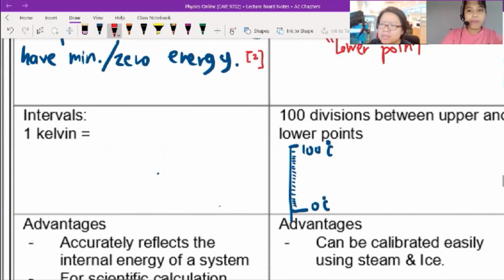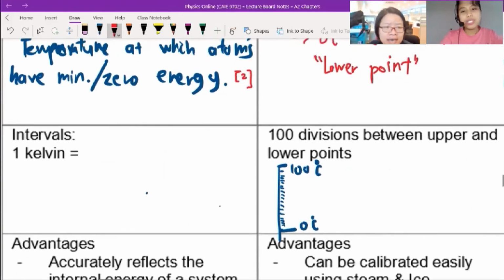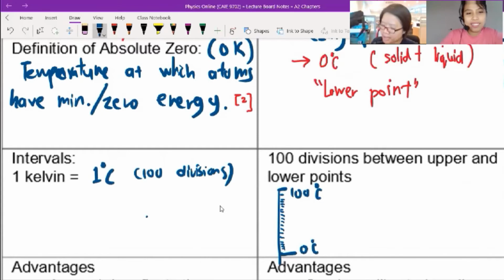Okay, but Miss, Kelvin only got 1 point. Can draw interval. Can. Kelvin will borrow from Celsius. So Kelvin will be like, hey Celsius, your 1 degree Celsius and my 1 Kelvin are the same, okay? So that means if your temperature increases by 1 degree Celsius, my temperature will also increase by 1 Kelvin. The only difference here is you and I have different 0 points.